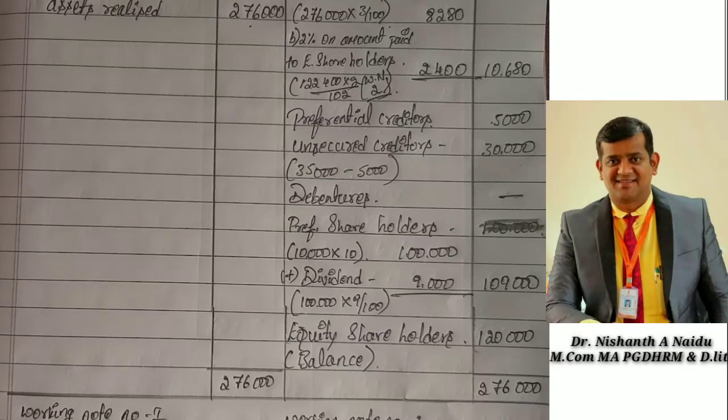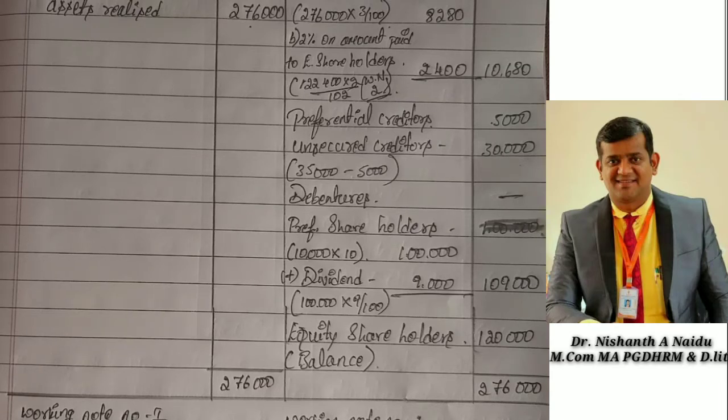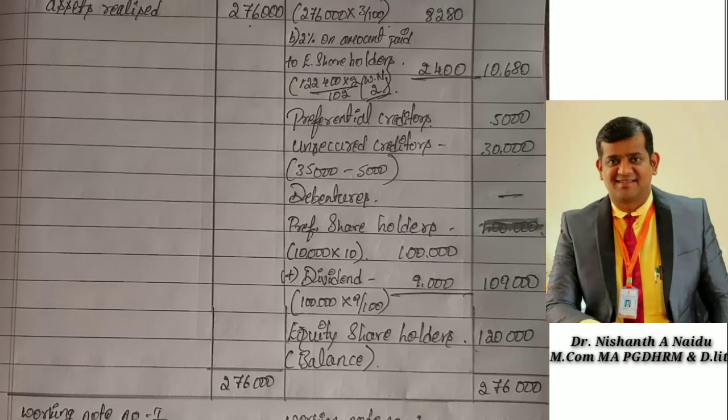Clear? Actually here in the problem they said 20,000 equity shares of rupees 10 each. So 20,000 equity shares of rupees 10 each means we are supposed to pay 2 lakh rupees to the equity shareholders. But we have only a balance of 1,20,000 rupees. So that is all we can distribute. Whatever balance is available, always at the last, after making all the payments, we distribute among the equity shareholders. You should remember that point every time you solve a problem.